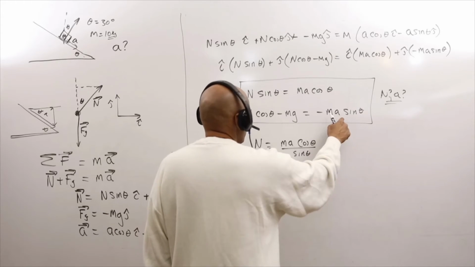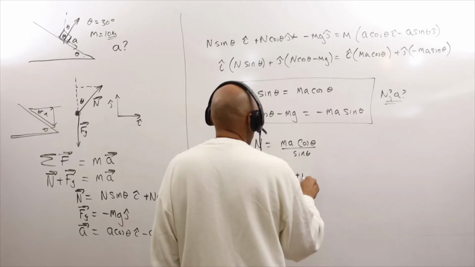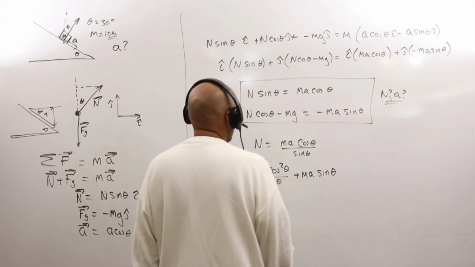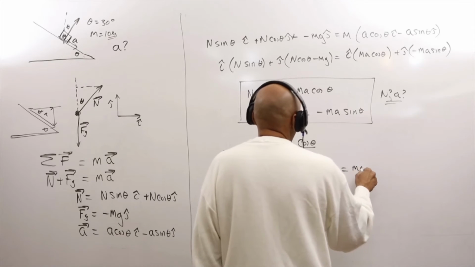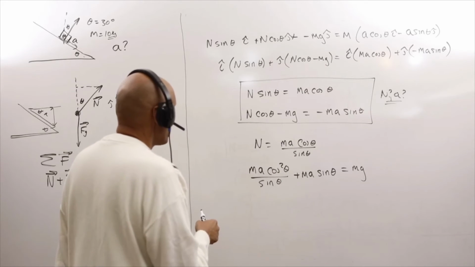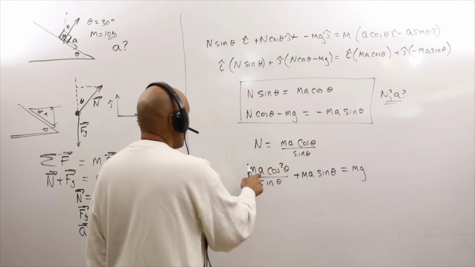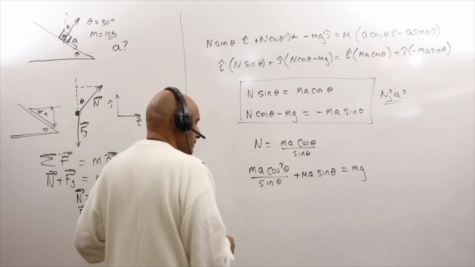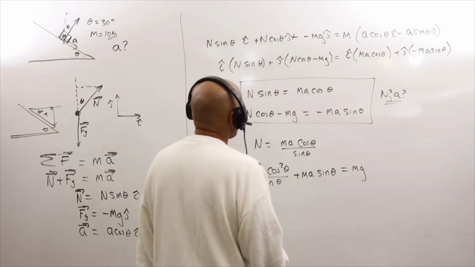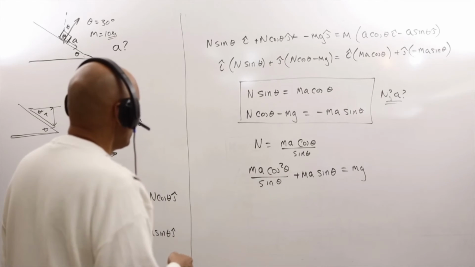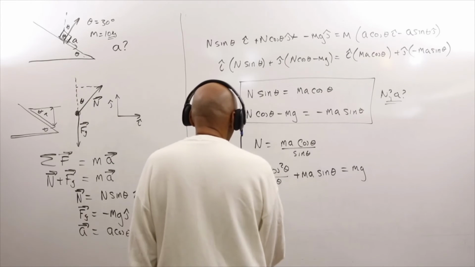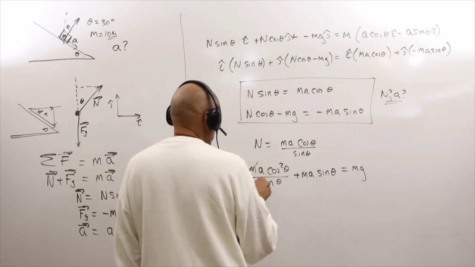And then I move this to this side, which is plus ma sine of theta, and that's equal to mg. So I move this to this side, this to this side, and I substituted for ma cosine theta. So I'll get ma cosine squared over sine theta, plus ma sine theta. Let's just double check I didn't make a mistake. Yeah, looks good.